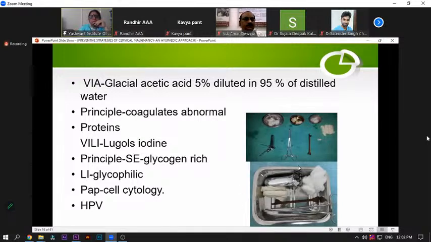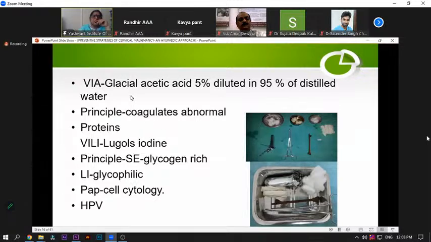So these are some of the equipment you need to identify premalignant lesions. This is a spatula to collect the cells. This is normal saline, acetic acid, Lugol's iodine, and a simple Cusco speculum. You can do the procedure with these.